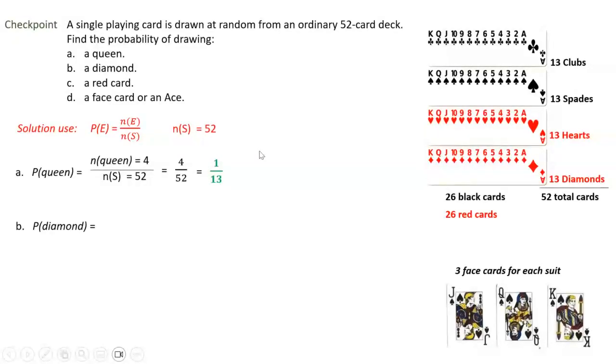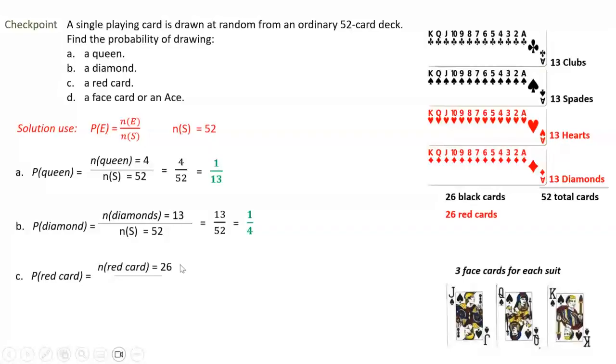For B part, the probability of drawing a diamond. As I mentioned earlier, there are 13 diamonds. So it'll be 13 over 52, which is my sample space, and then we reduce it, so it's going to be 1/4. For C, a red card. Again, I mentioned earlier that there are 26 black cards and 26 red cards. So a red card is going to be 26 over 52, which will be 1/2.